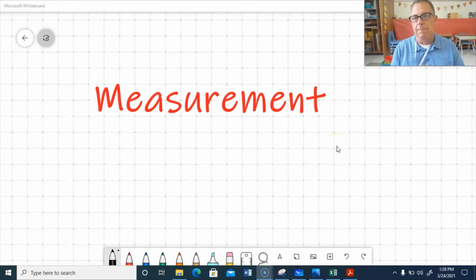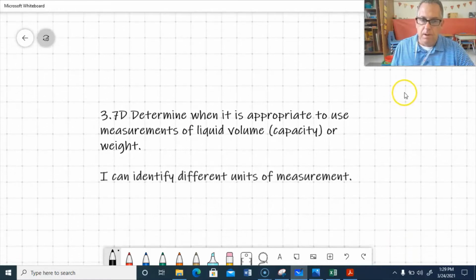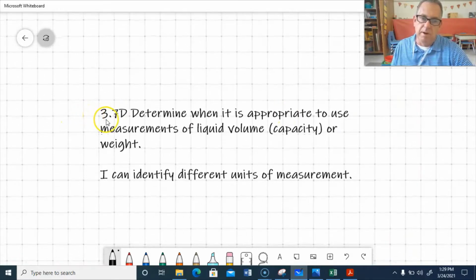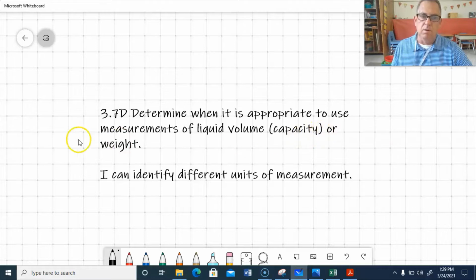We're going to be talking about measurement today. Over the past couple of days, we talked about time measurement, and we're going to talk about some different ways to measure stuff. The specific skill we're going to talk about is 3.7D. That's to determine when it is appropriate to use measurement of liquid, volume, capacity, or weight. And I can identify different units of measure is what we're going to work on today.